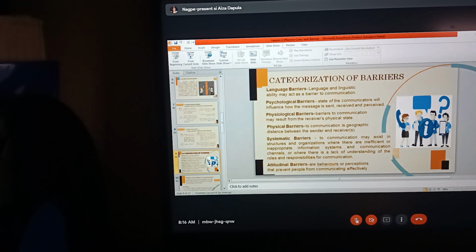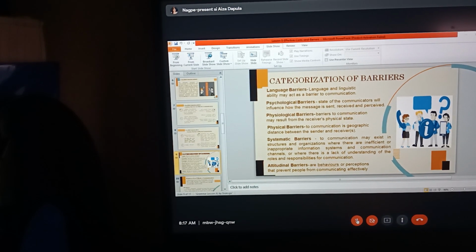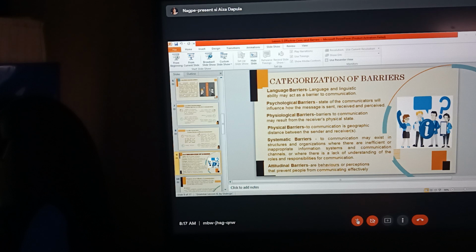Okay, physical barriers. This is the geographic distance between the sender and the receiver. So that means physical is about the geographic distance. Just like the example of this online class: some of you attend synchronously and some of you do not, because of the channel or the medium they use, the internet or the device. That's why the communication doesn't happen successfully.